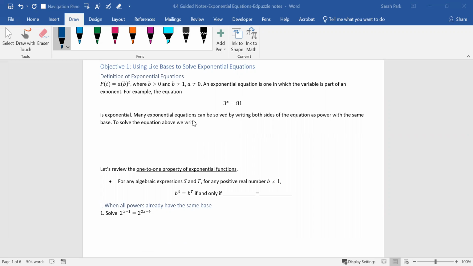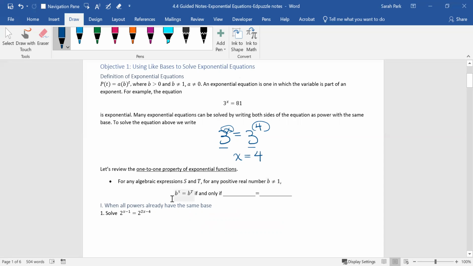So many exponential equations can be solved by writing both sides of the equation as a power with the same base. So to solve 3 to the x equals 81, we can rewrite 81 as 3 to the 4th, because 3 times 3 times 3 times 3 is 81. And then because it's the same base, we know that x has to be 4. So this was a simple case.